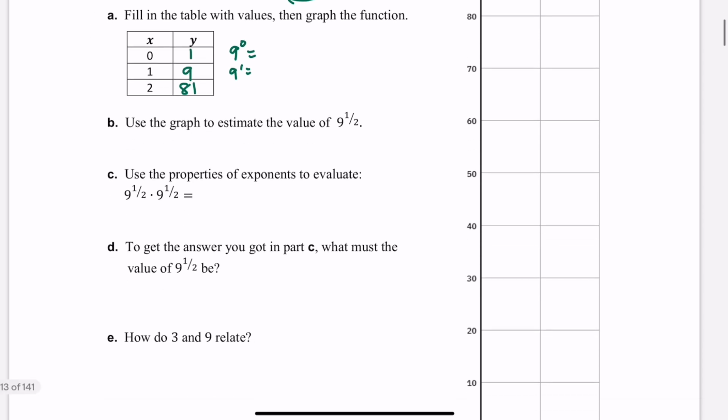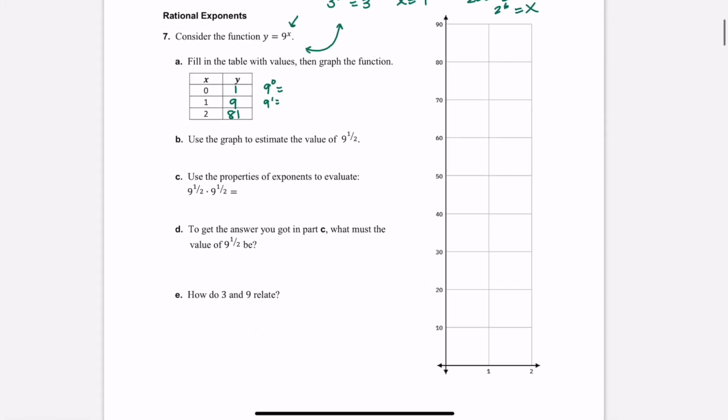We're going to go ahead and graph this on this graph. We have 9 to the power of 0 is 1. It's going to be kind of low on our graph. 9 to the power of 1, it's almost to 10. And 9 squared, it goes all the way to 81. And then we're going to just connect that into an exponential graph. Exponentials go straight up and down. Now, if it was a half, it's going to be kind of low. It's a little more than 1.